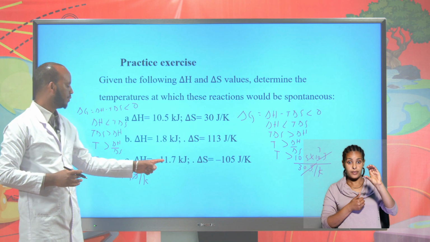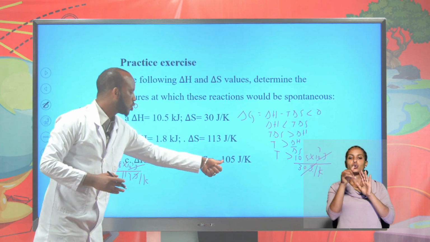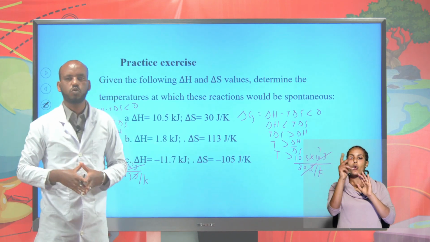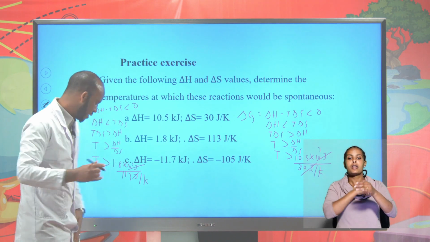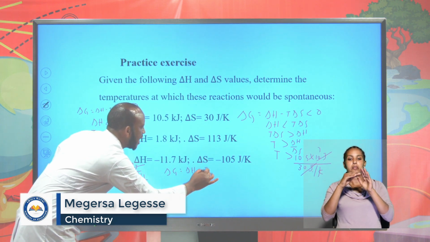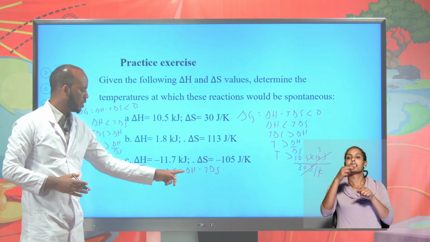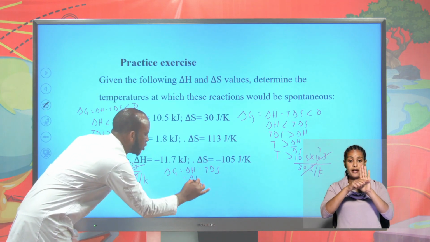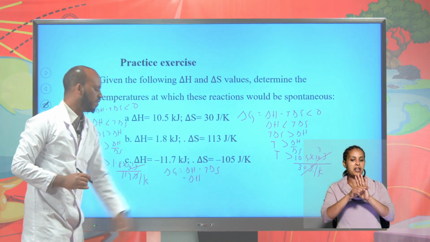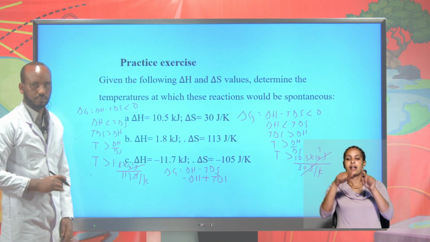C, delta H is minus 11.7 kilojoule. Delta S is minus 105 joule per Kelvin. For what temperature would this reaction be spontaneous? Again, the Gibbs free energy change, delta G equals delta H minus T times delta S. Now the sign of delta H is negative, minus delta H. Delta S is also negative. Negative times negative is positive, plus T times delta S.